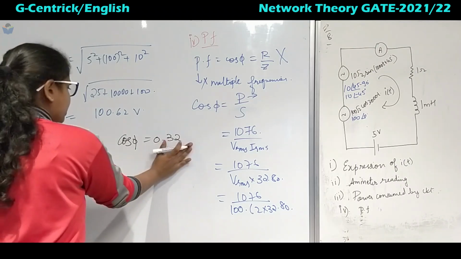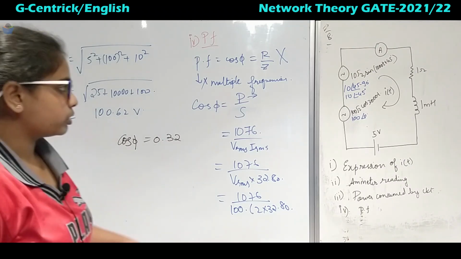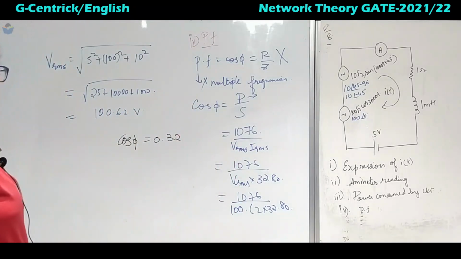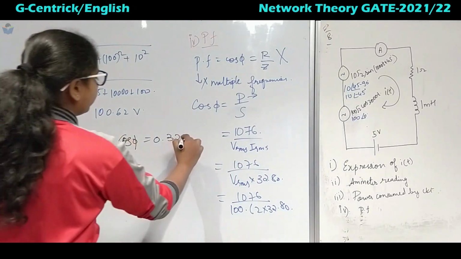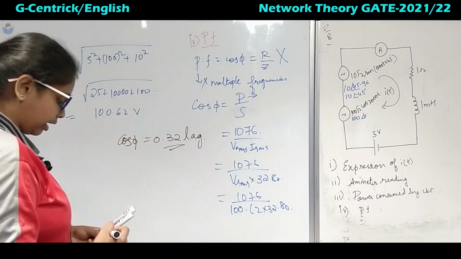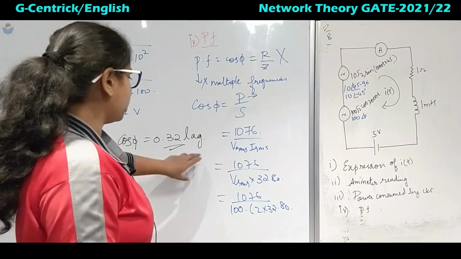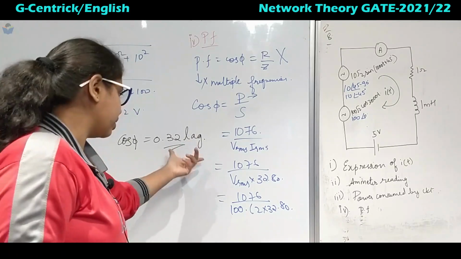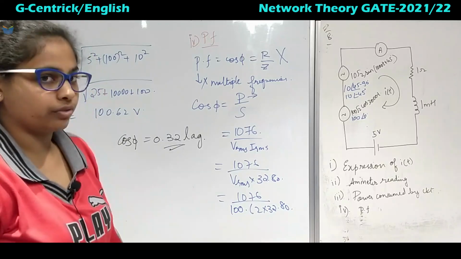Now tell me if it is lagging or leading. If you see the circuit, it is an RL circuit. In an RL circuit, due to the inductor, it will be lagging. Do not forget to write this lag or lead. It is very important. It indicates that it is an inductor. Due to the inductor, we are getting the lagging power factor.